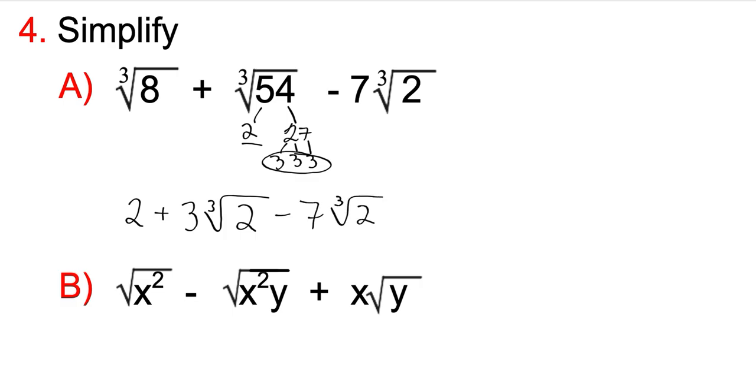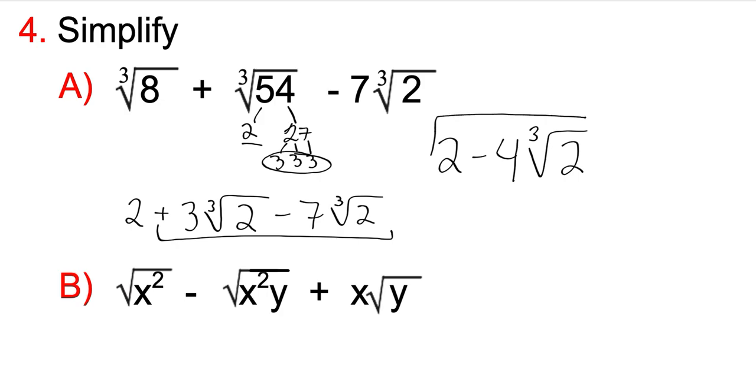All right, and now we look at this to see what we can put together. We have a cube root of 2 here and a cube root of 2 here. Those match, so we can put these together. So 2 minus 4 cube root of 2 for that one. All right, and you might feel like you can put this 2 with this 2, but remember we can't because this is a cube root and this is not. That's a regular 2.